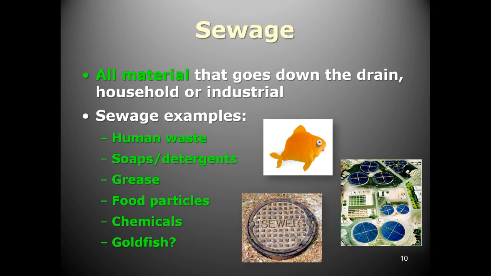But other examples, besides human waste, we use soaps and detergents when we wash stuff in our dishwasher or by hand. That, of course, is going to break up grease and take it down the pipe, so to speak. Food particles, chemicals. We use chemicals for cleaning, like your toilet. Those are going to end up going down. And then there's the occasional goldfish as well.